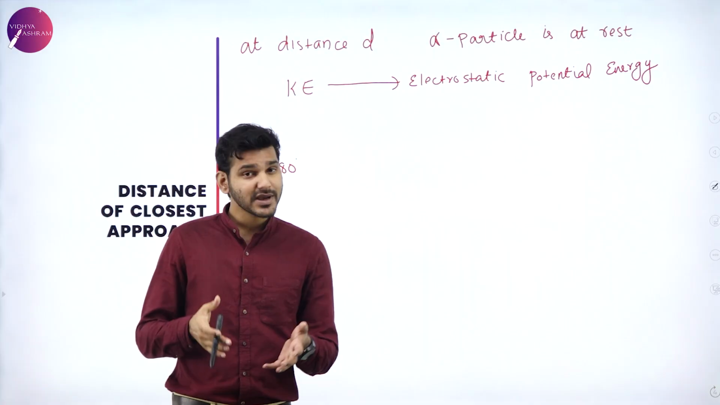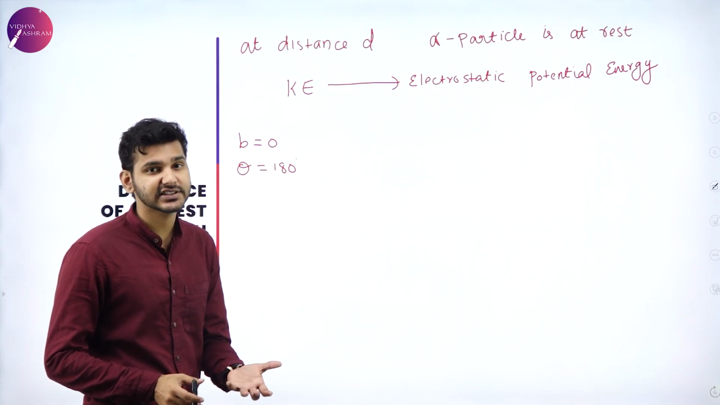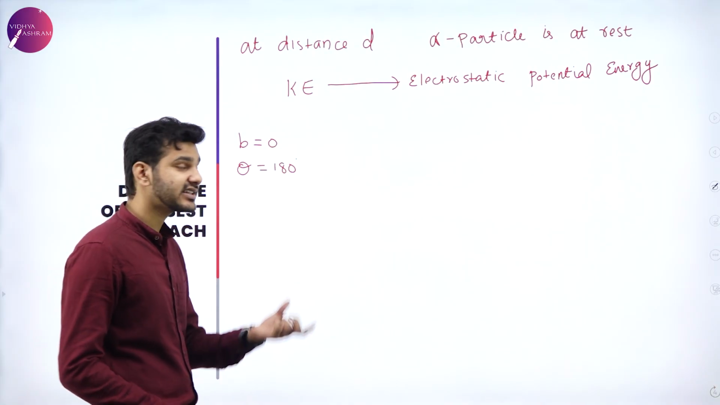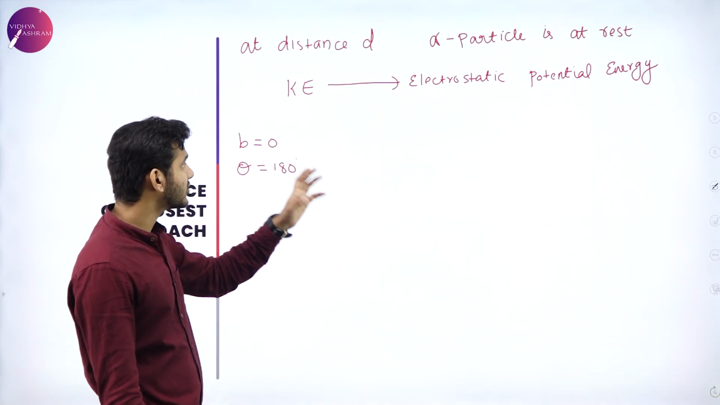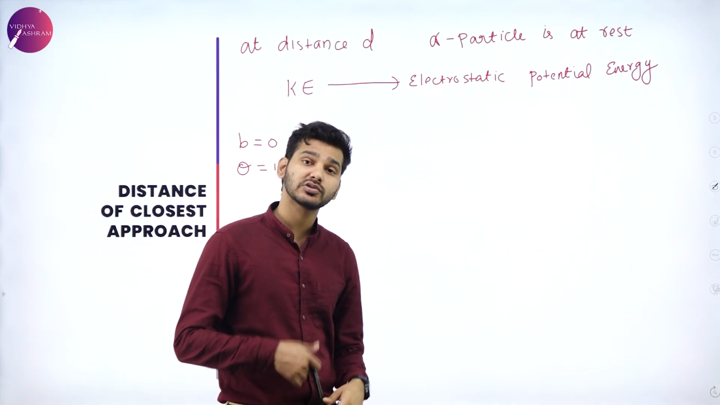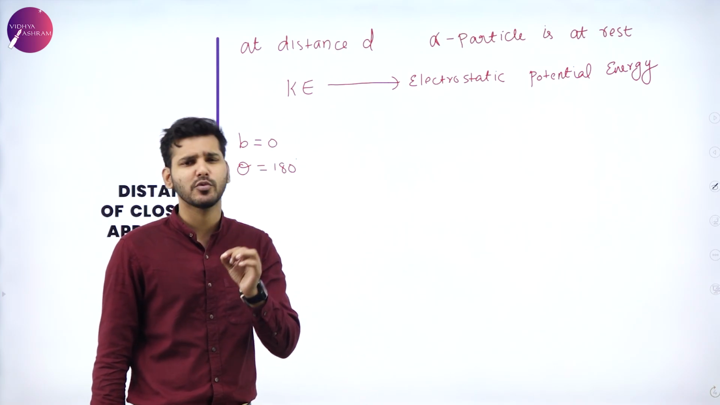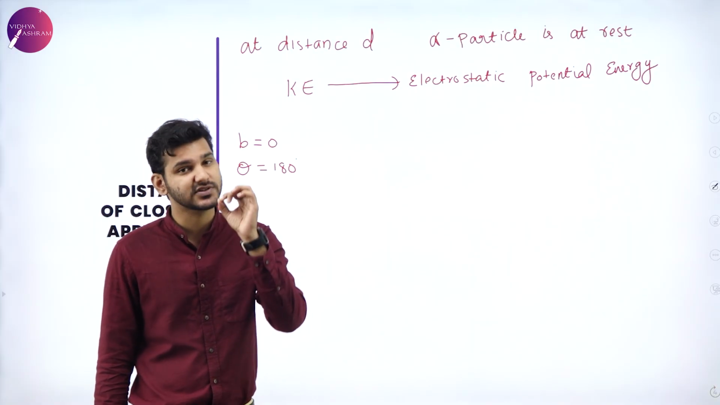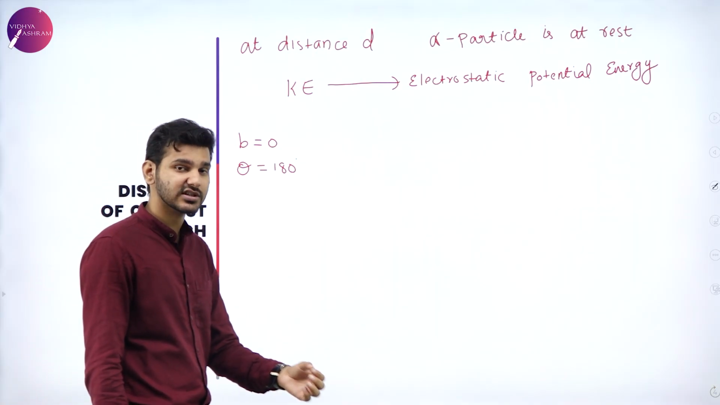So again, mathematically we can prove or find out the formula for calculating the closest distance that the alpha particle can approach the nucleus. When it approaches, the kinetic energy is entirely converted into electrostatic potential energy, because at one particular point, for a brief moment, the alpha particle slows down and stops. So that is what we are going to calculate as the distance of closest approach.